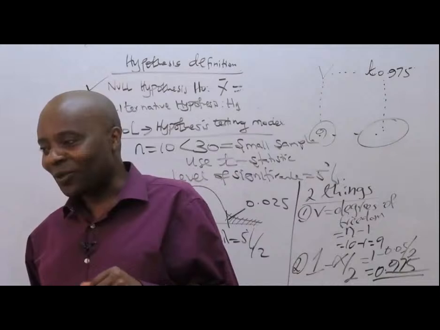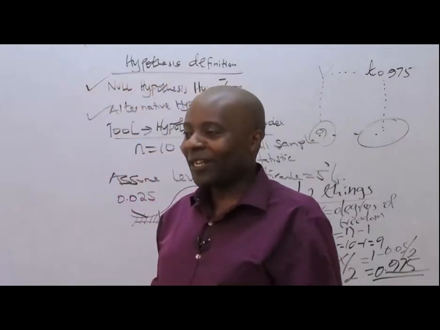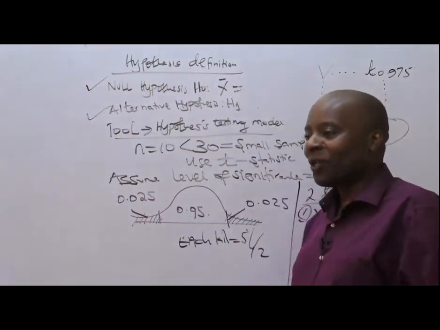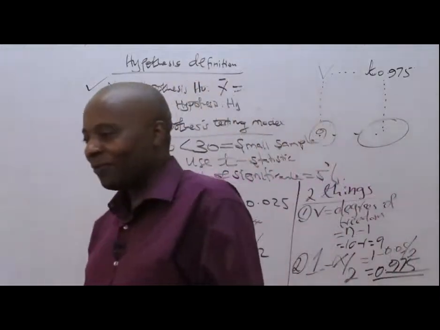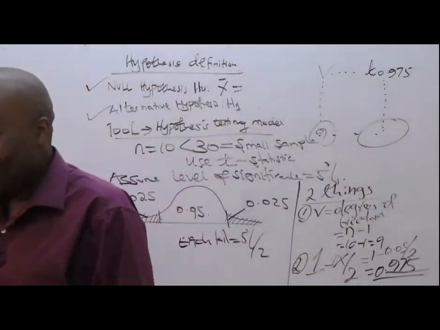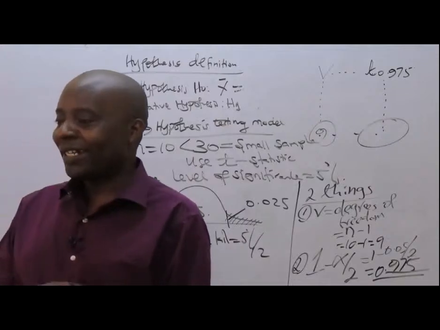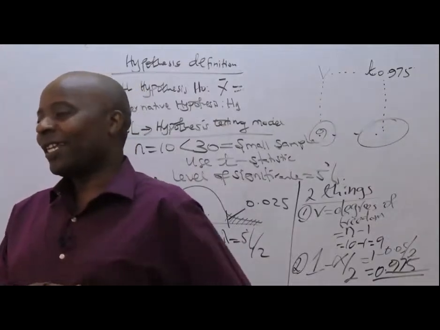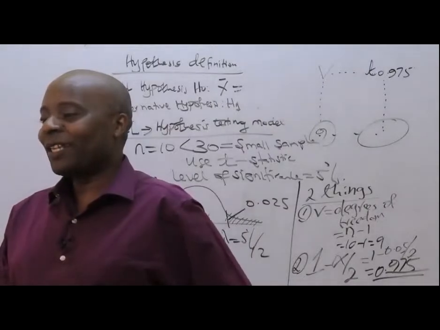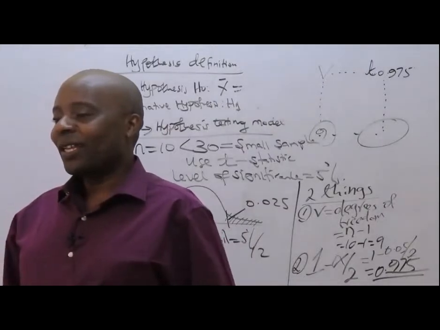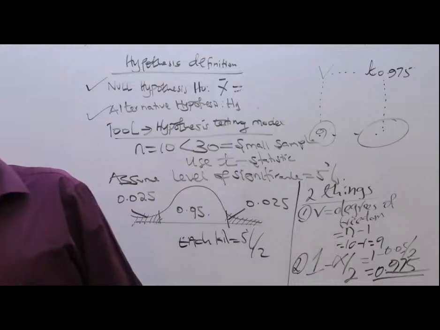Are you able to see the student T table? Are you able to read some figure there? Is there anybody who is able to read some figure? According to Sam Lemayan, 2.262 is correct. Any other student who is able to read that figure there?